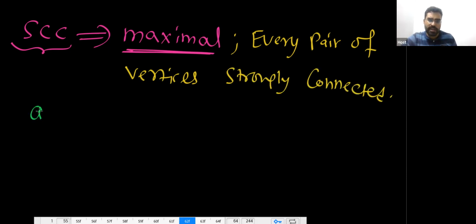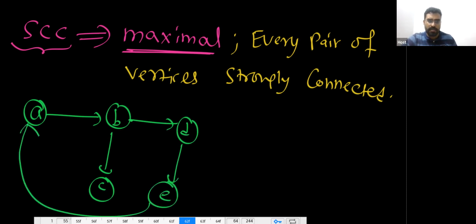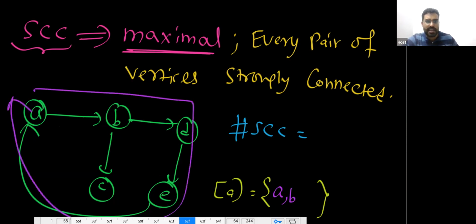So if I give you this graph with vertices A, B, C, D, E, then tell me the number of strongly connected components. Very simple. Find out. This A is strongly connected to whom? This is strongly connected to A. You can notice this is strongly connected to B also. There is a cycle like this.